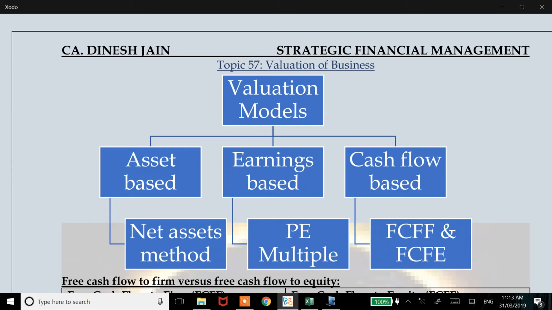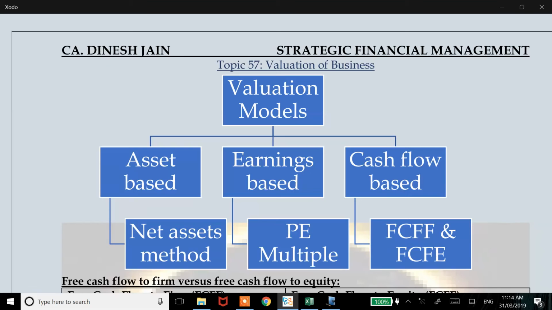The second is called FCFE, free cash flow to equity shareholders. We will mostly be doing FCFF computation. After getting the FCFF, you will discount the cash flows and get to the value of the firm. Now, the rules of cash flow computation will be the same as what you do in capital budgeting. In capital budgeting, if something is relevant, here also it will become relevant. If something becomes irrelevant there, here also it will become irrelevant.